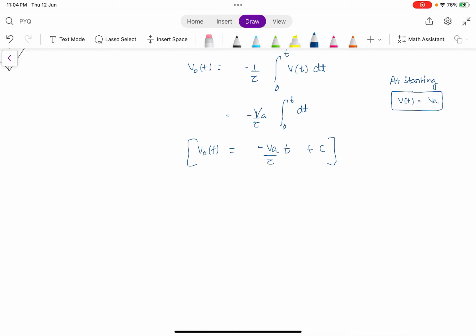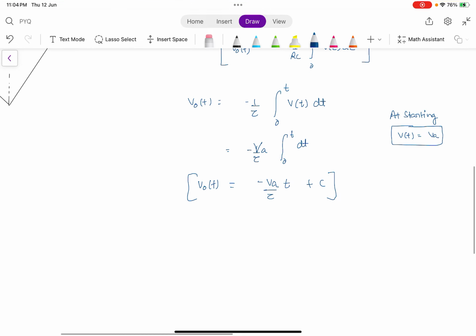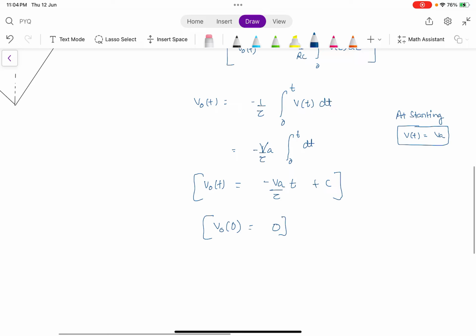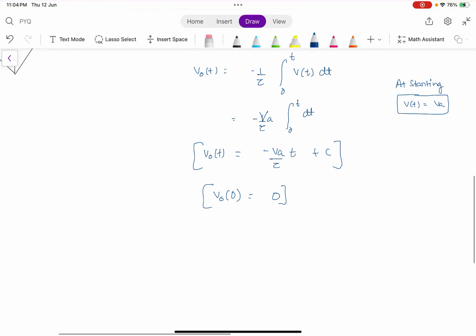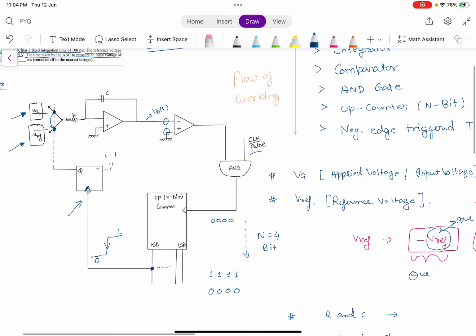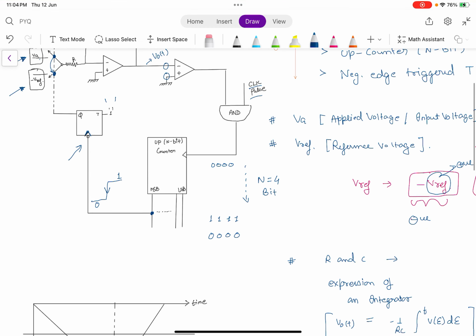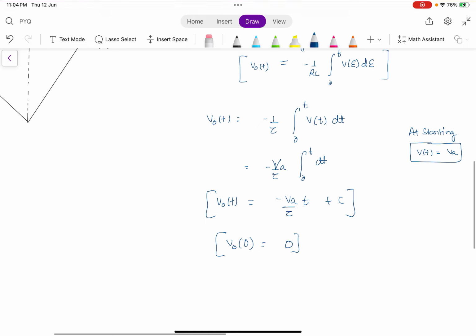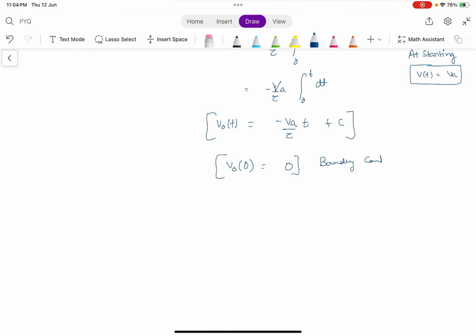So if we don't apply the voltage, V naught of 0 comes out to be 0, that at time t equals 0, there should be no output at the output of the integrator. This is the boundary condition. I will put this boundary condition in the above equation and I will get the value of C. C comes out to be 0 and your equation is V naught of t is minus Va over tau t.